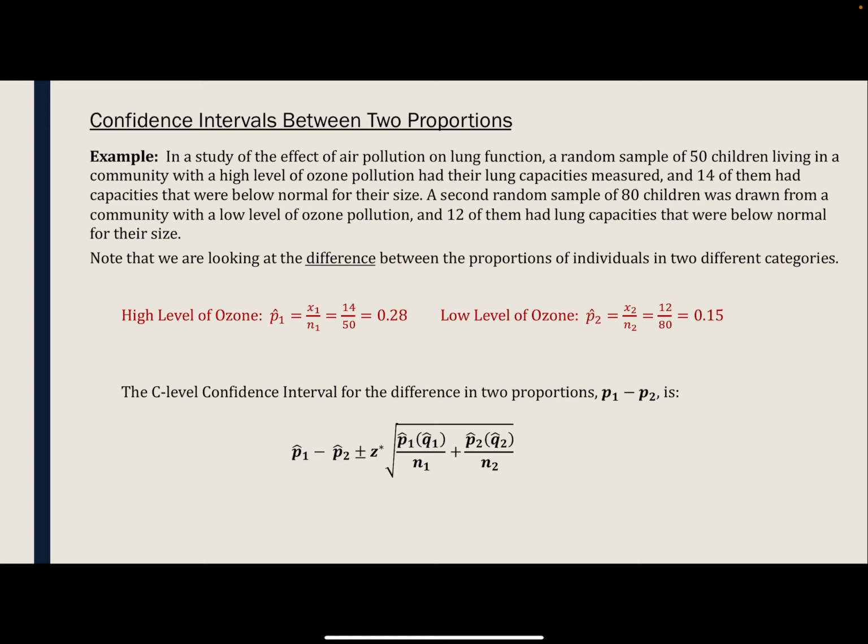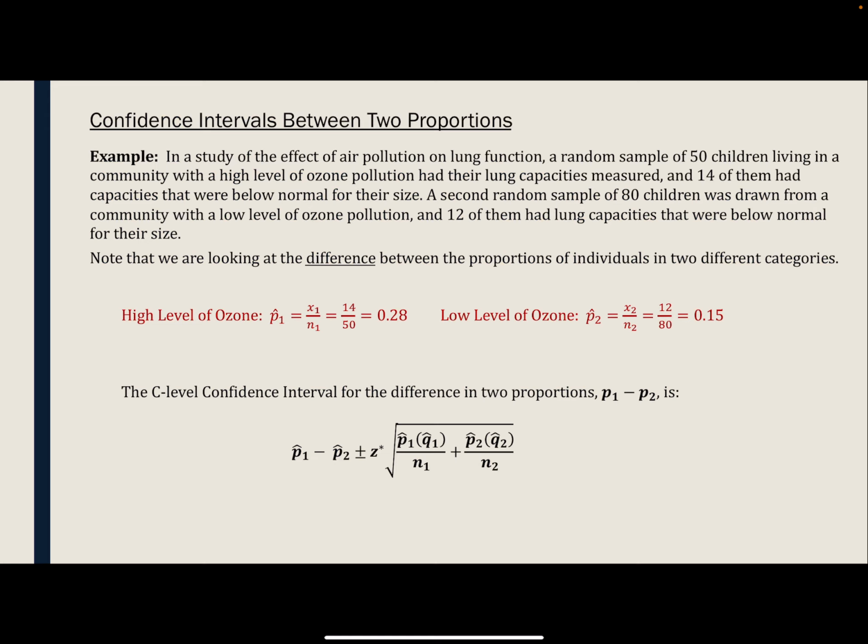In this example, it says, in a study of the effect of air pollution on lung function, a random sample of 50 children living in a community with a high level of ozone pollution had their lung capacities measured, and 14 of them had capacities that were below normal for their size. A second random sample of 80 children was drawn from a community with a low level of ozone pollution, and 12 of them had lung capacities that were below normal for their size.